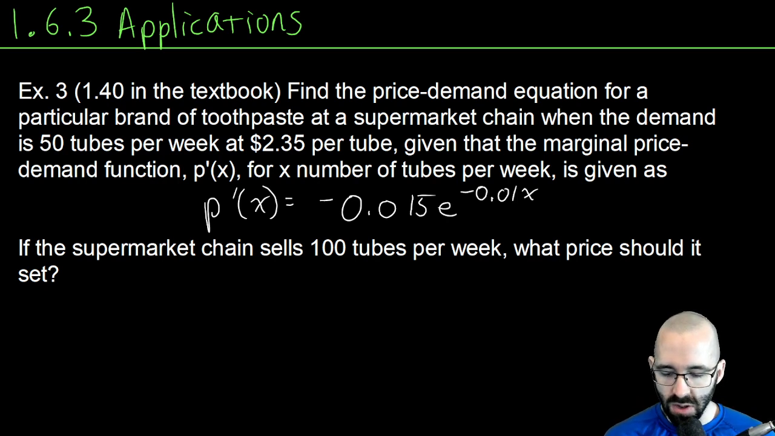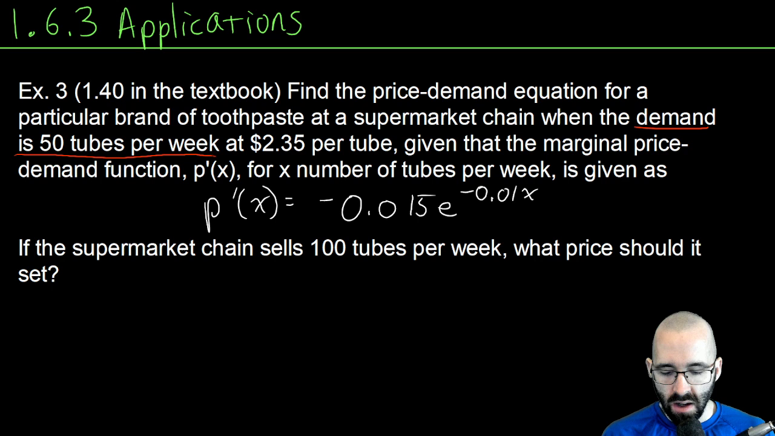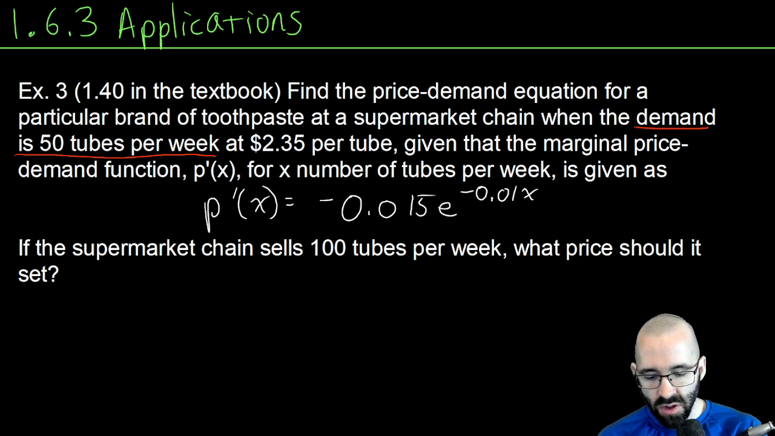We need a price-demand equation for a particular brand of toothpaste at a supermarket chain when the demand is 50 tubes per week. Okay, that's important. And at $2.35 per tube.